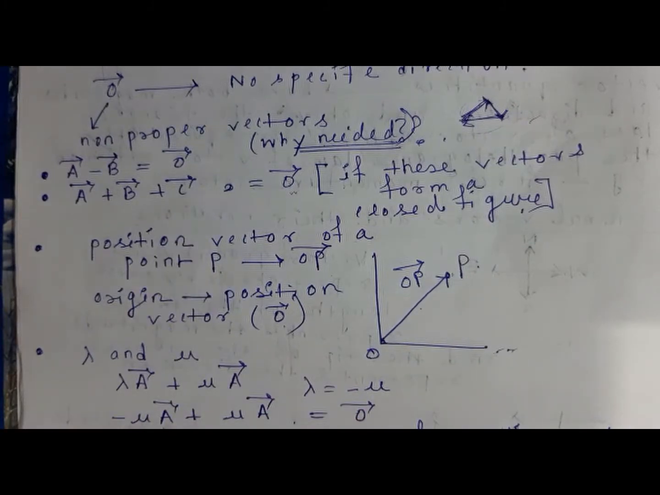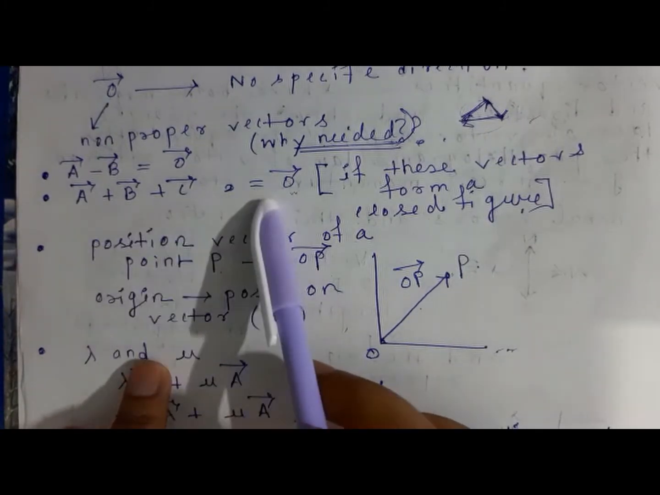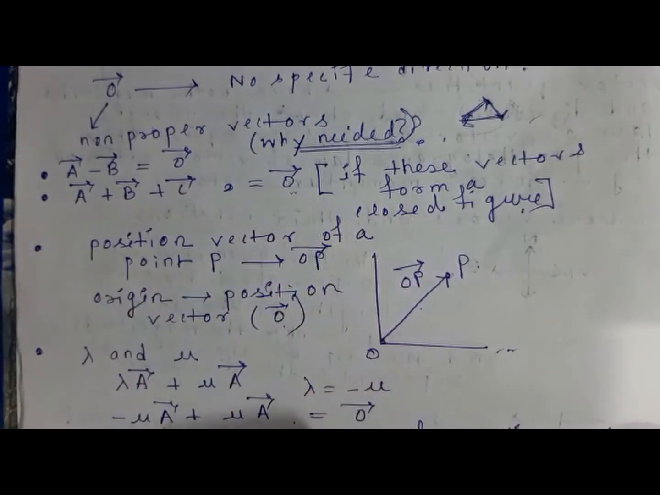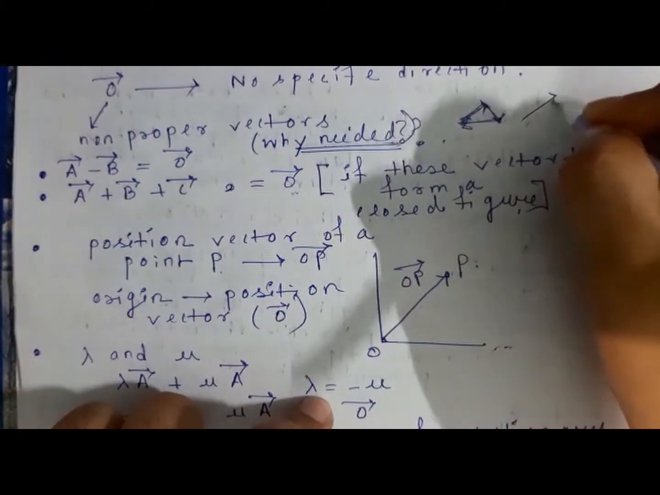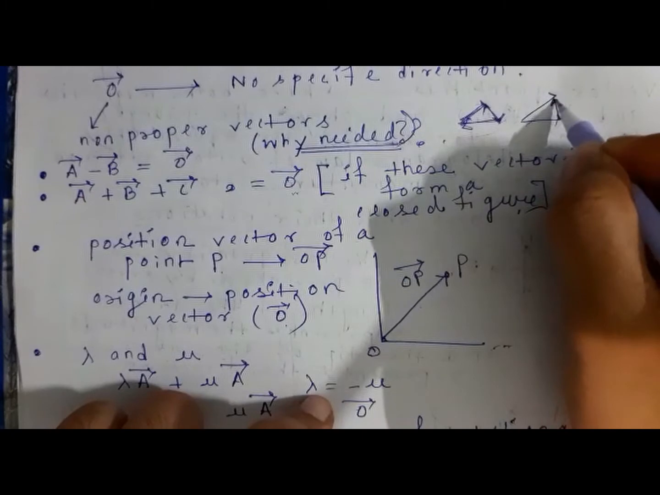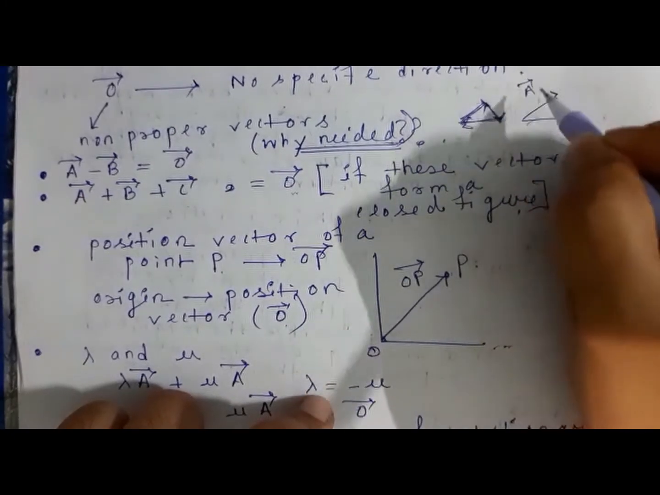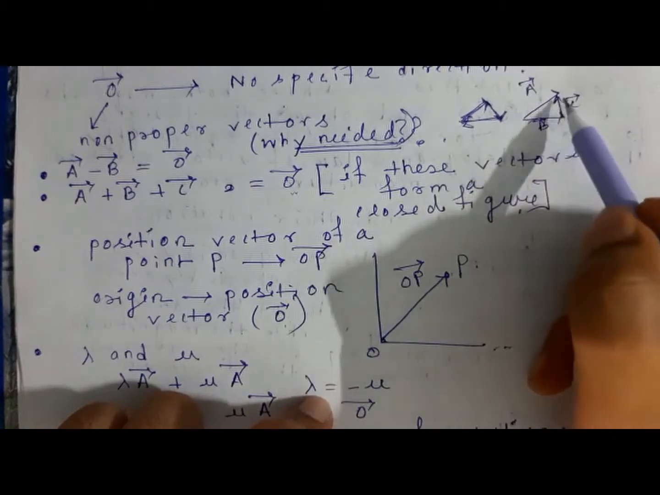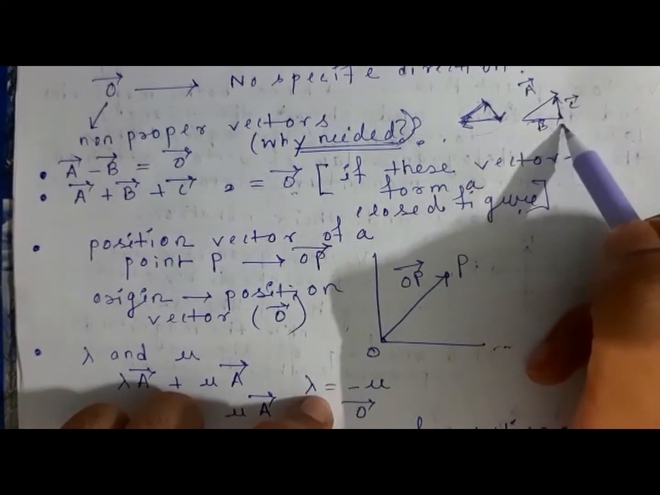Now that summation will give you the 0 vector. If that is a closed figure, suppose I am drawing a vector, b vector and c vector. This is my a vector, this is my b vector, this is my c vector. So here you see this is forming a closed figure.